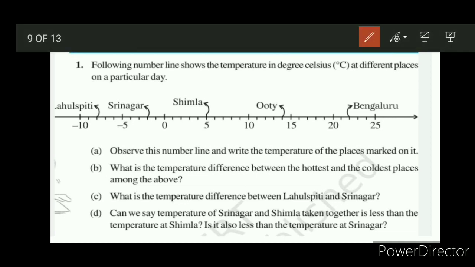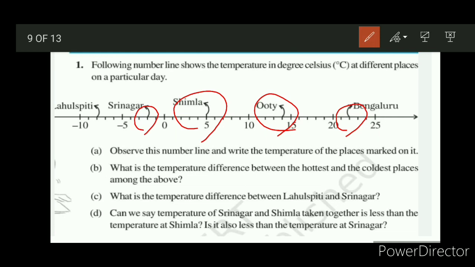First we have to know each place's temperature. Bangalore: 20, afterwards 2 lines, that is 22. Next Ooty: 10, after the 4th line it is, so Ooty is 14 degrees Celsius. Shimla, it is exactly at 5, so 5 degrees Celsius. Srinagar, it is left hand side of 0, so it will be negative. It is on the second line, so minus 2 degrees Celsius.